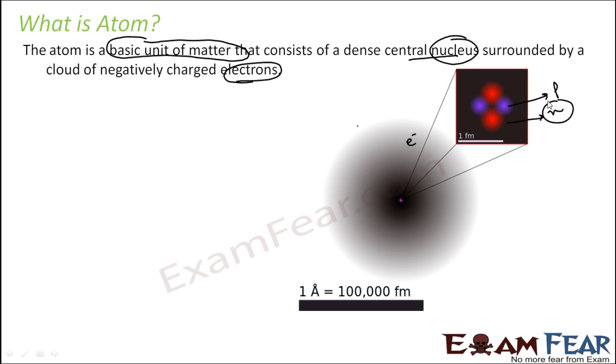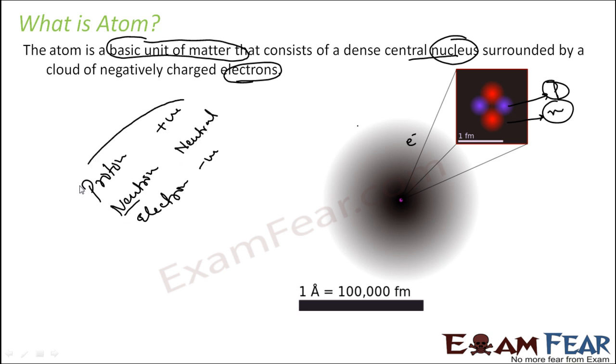This is a proton, neutron. So an atom has protons, neutrons, and electrons. Electrons are negatively charged. Proton, P is positive charge, and neutron, as you see, is neutral, no charge. So we'll study about this in this chapter in detail.